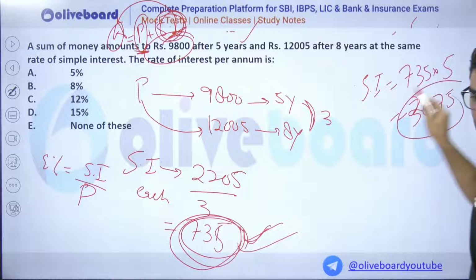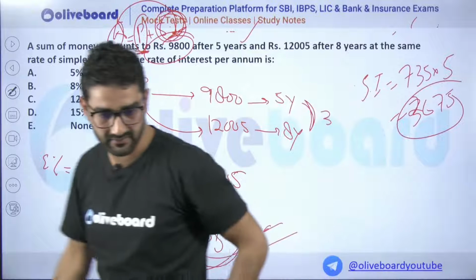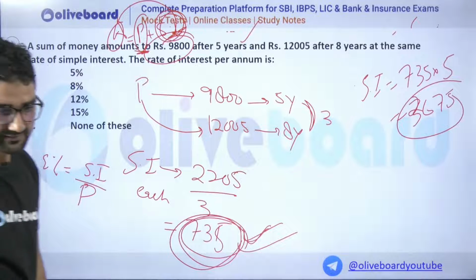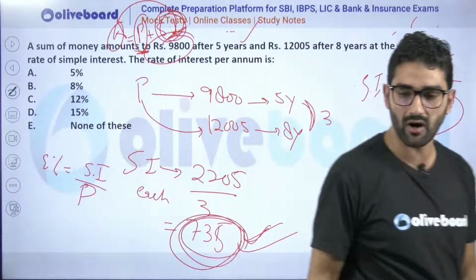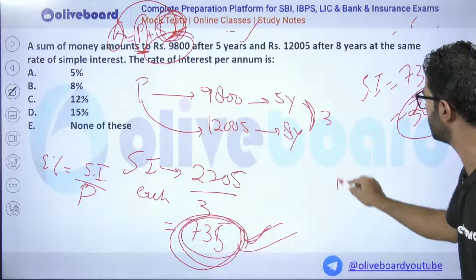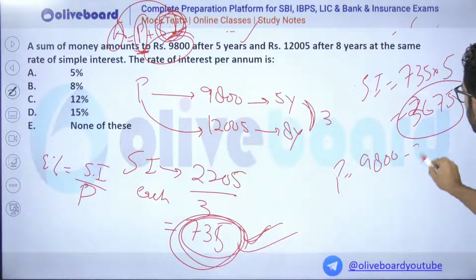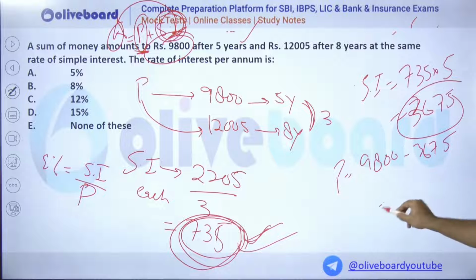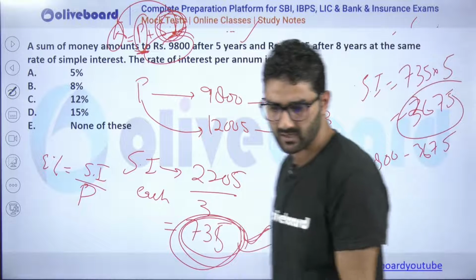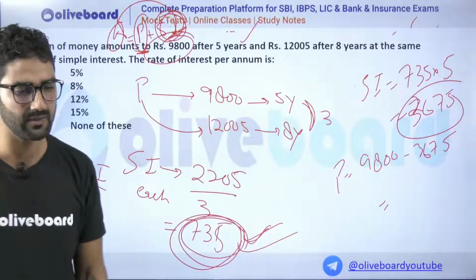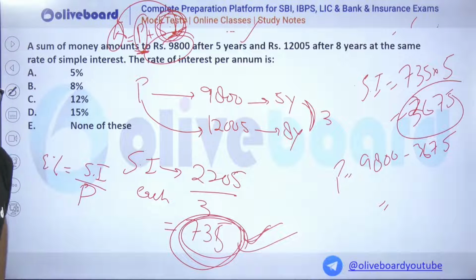3675. Das got 3675. Okay, yes, you got this much. Now, how much will the principal be? Sir, principal will be 9800 minus 3675. You have to make a fast calculation. How much will this be? Calculate the principal, my dear. What will be the value of principal?